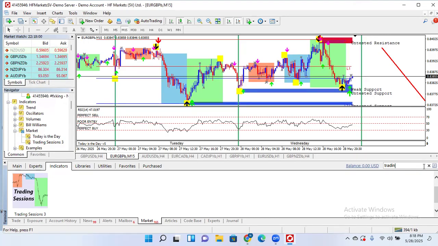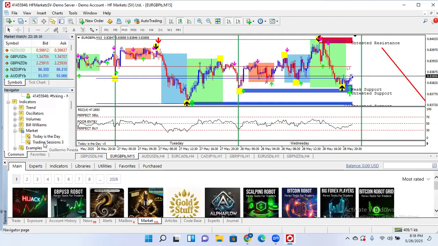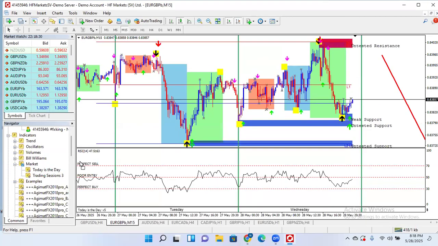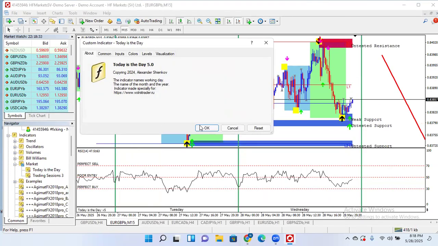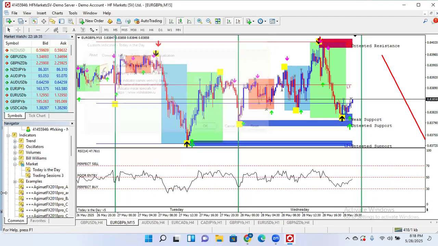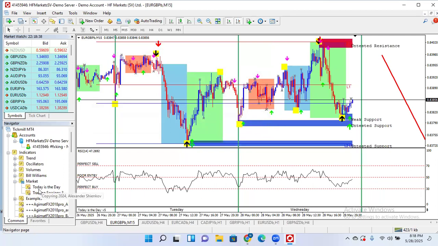Here, type "today is the day." Once you type it, the same thing you did before, you download it, and it will appear here. So what you now do is drag it into your screen, just drag and drop, like this. Just click OK for Today Is The Day.